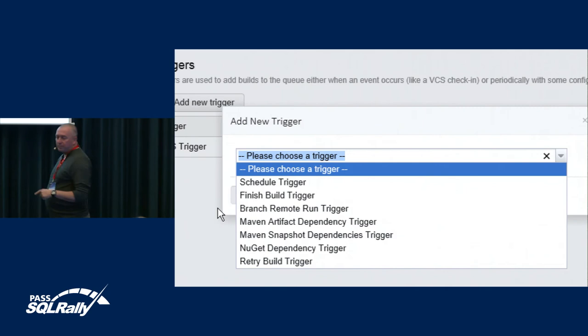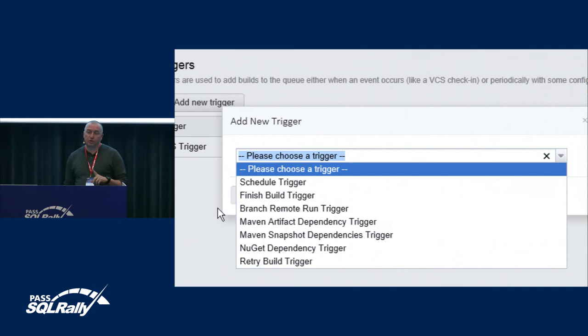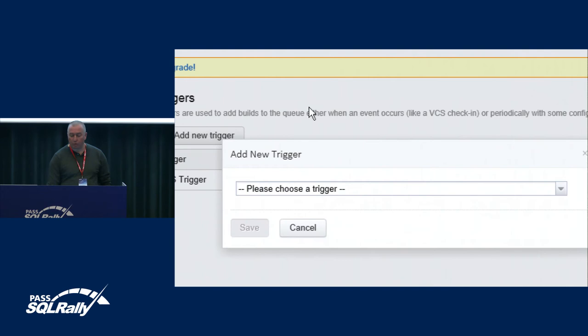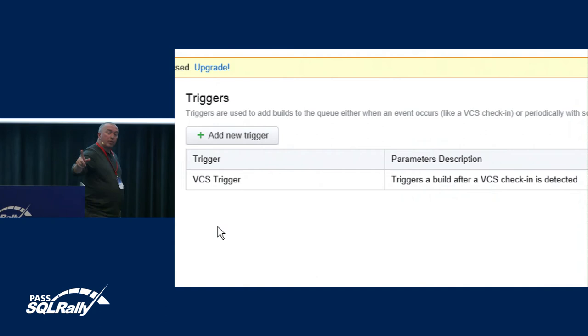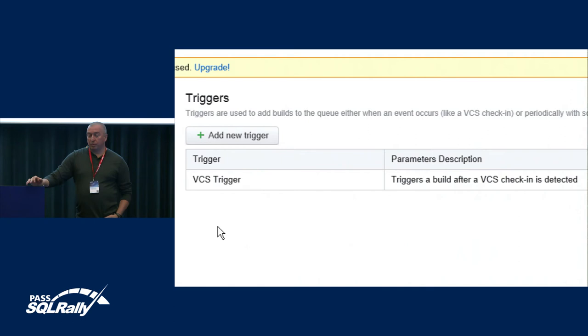You can do any of these triggers, set it up any way you want to, including triggering it off of every check-in of code so that whenever code gets checked in, you can have it build. Now, the one build I do not recommend that you trigger off of code check-ins is the incremental build, because the one that's most likely to fail is the incremental build.